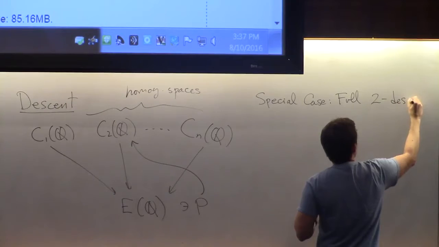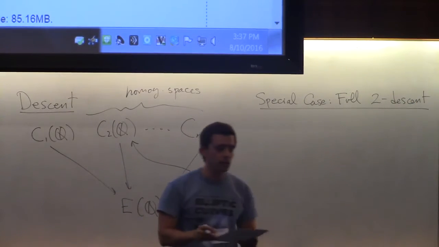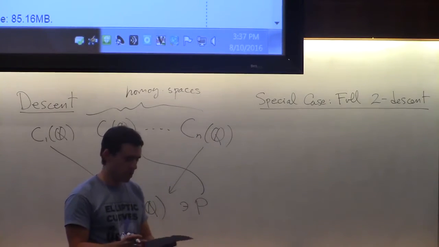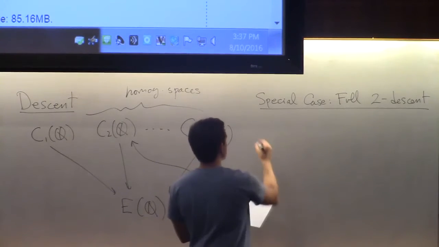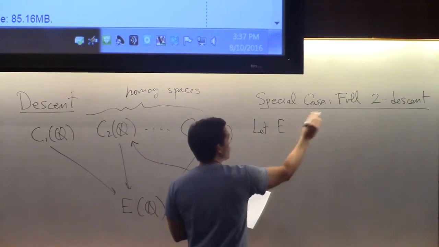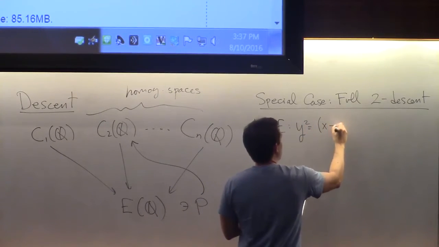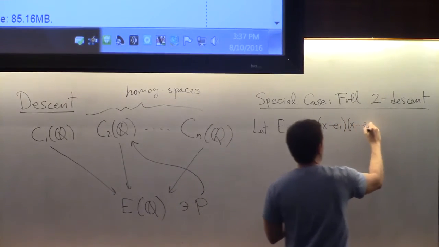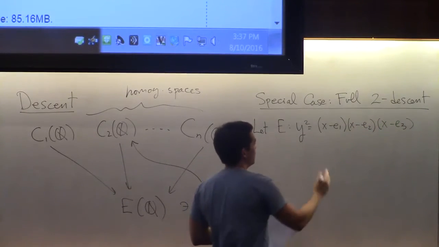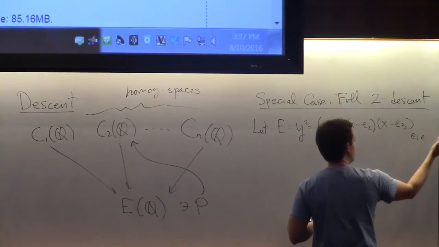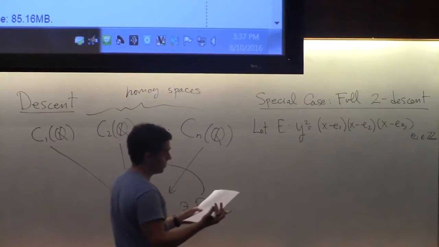And I'm going to do a poor job at describing it here. It's explained in more detail in chapter 2 of the notes, and there are actually some proofs in that chapter. So full 2-descent means that I'm going to do it for elliptic curves that have a full 2-torsion defined over Q. Okay, so these e_i are going to be integers and distinct.